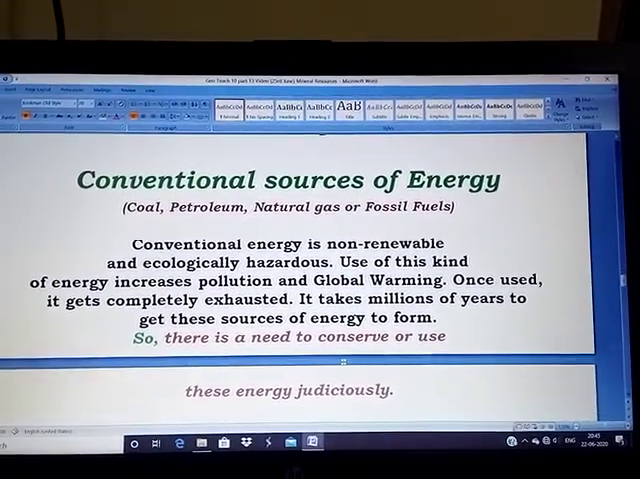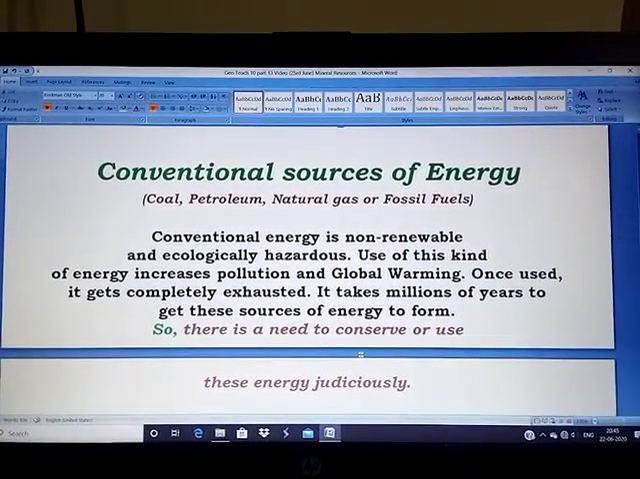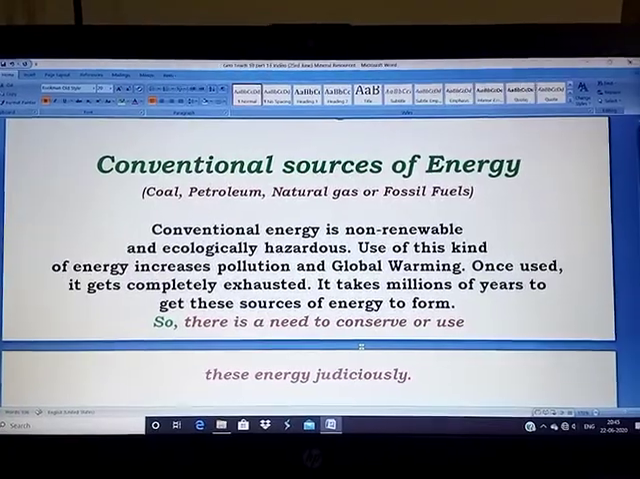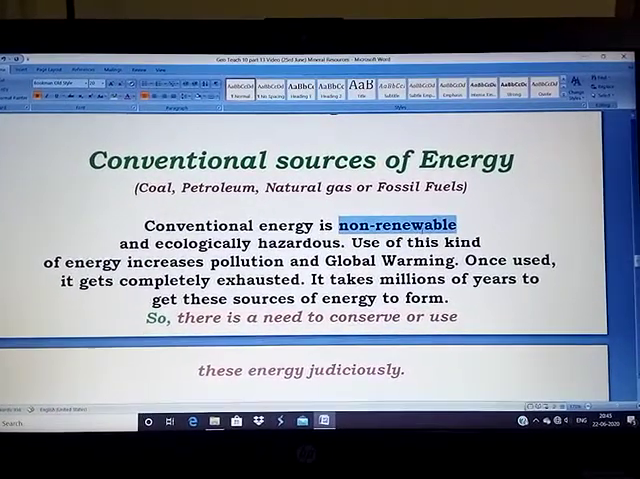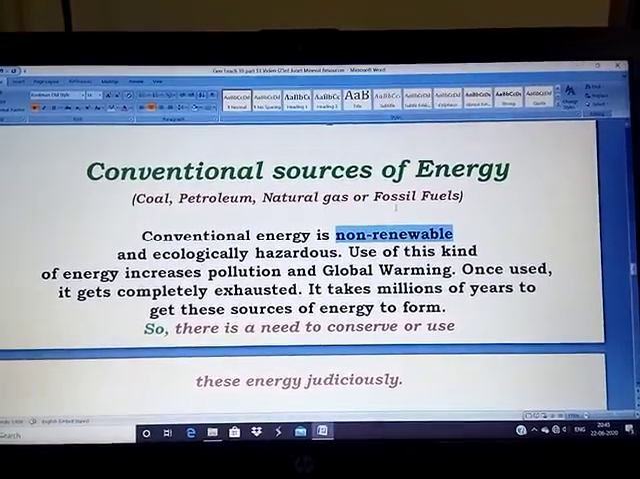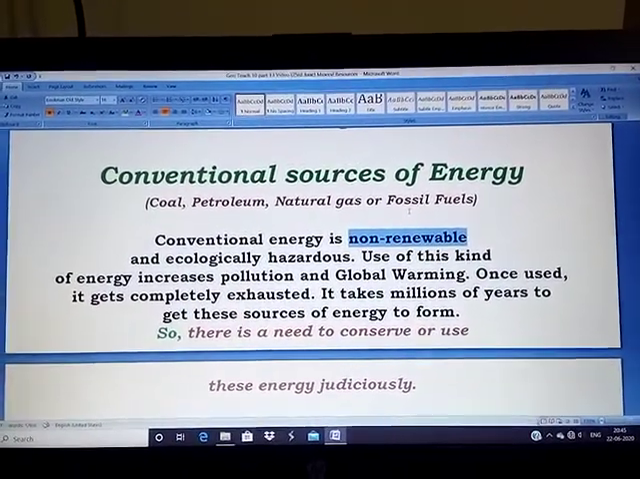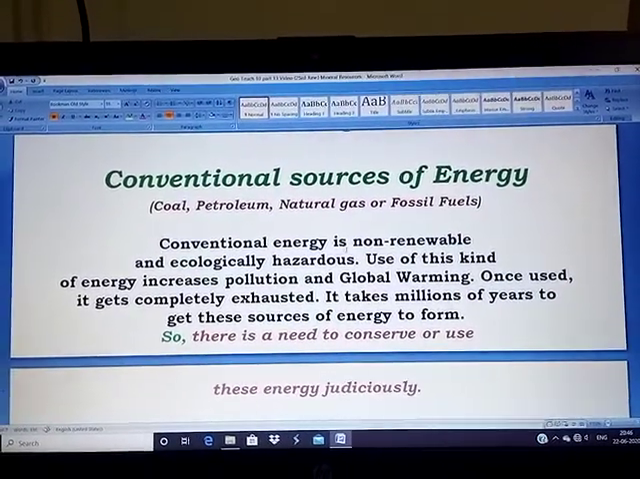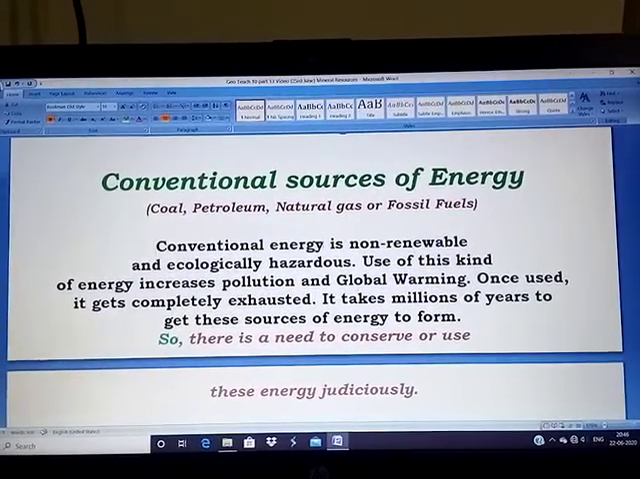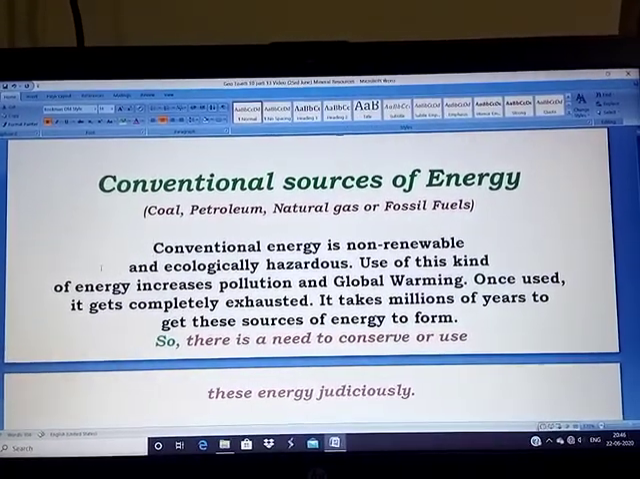You know very well, conventional energy is non-renewable. Non-renewable means once you use it, it is finished. You cannot get it back. There is no recycling, there is no reusing of this. Once you use coal, it is burnt and only the ash is left. Use of this kind of energy increases pollution and global warming.